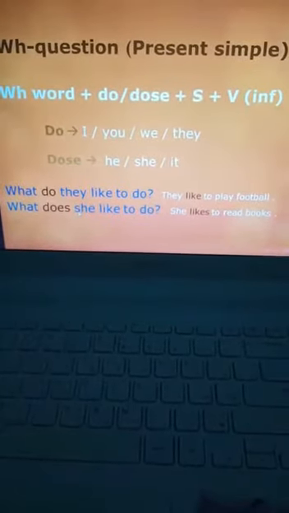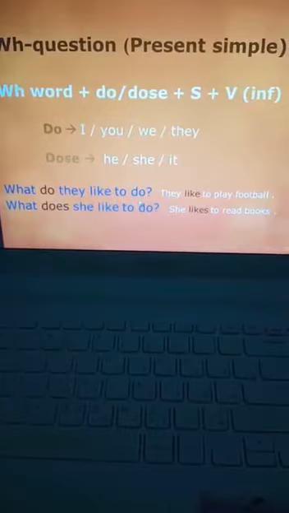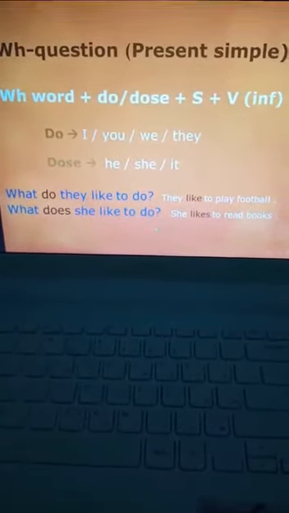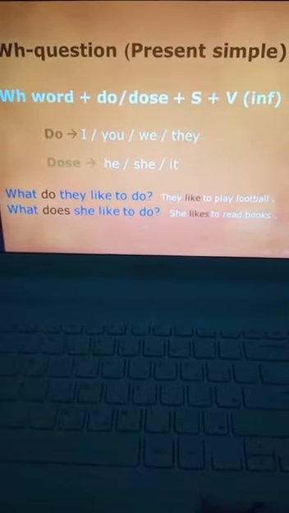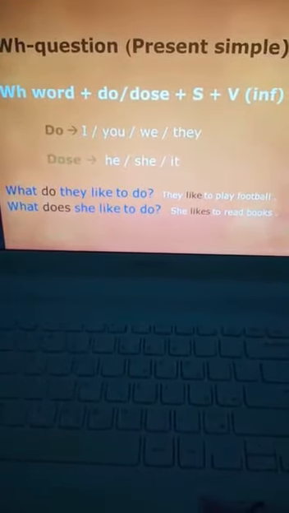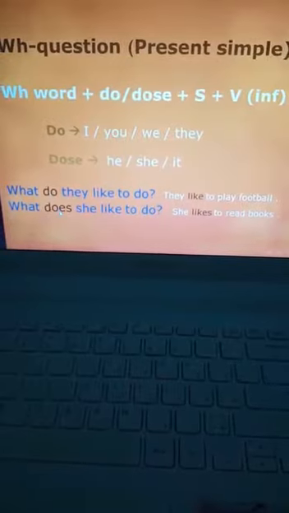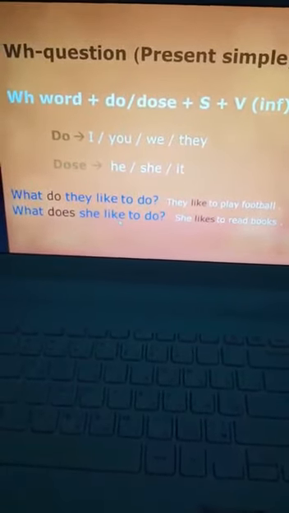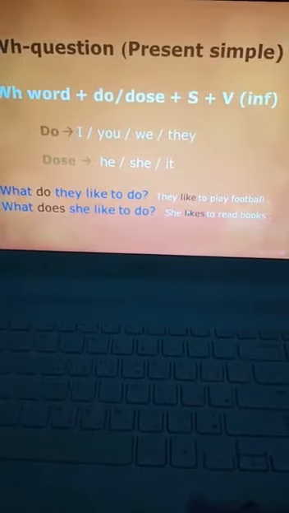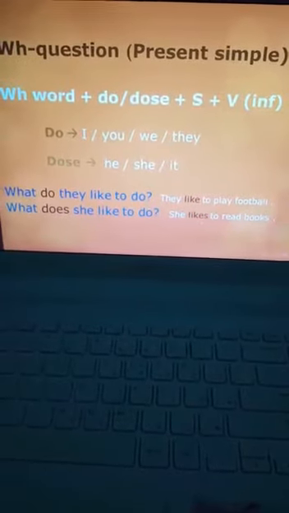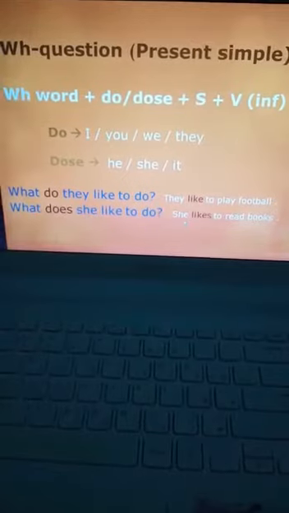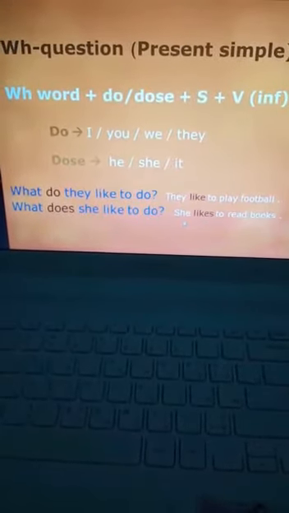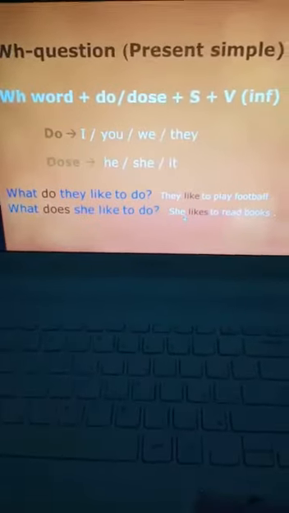Let's have an example. Here we have a question. What do they like to do? They like to play football. What does she like to do? She likes to read books. Okay, so here as you see, after the WH, we use do or does. Okay, then the subject, and then the verb infinitive. Here in the answer, we put likes because the subject here is she. We put S, ES or IES when the subject is he, she, or it.